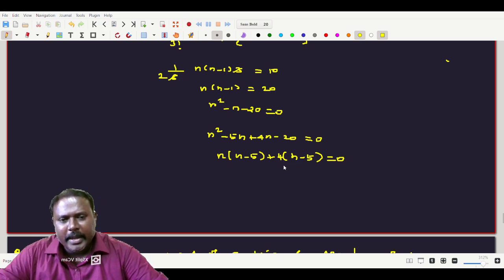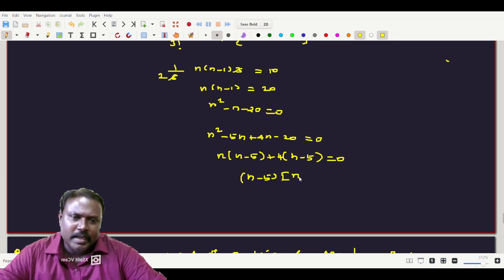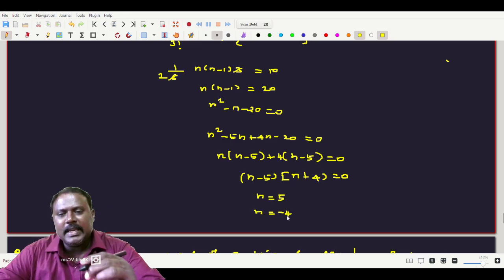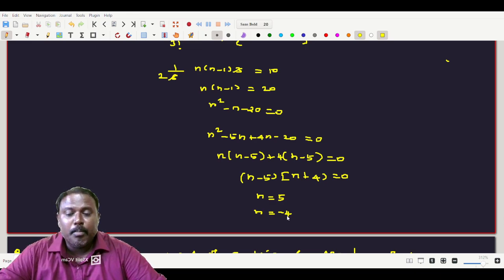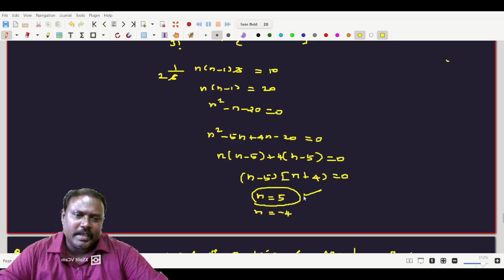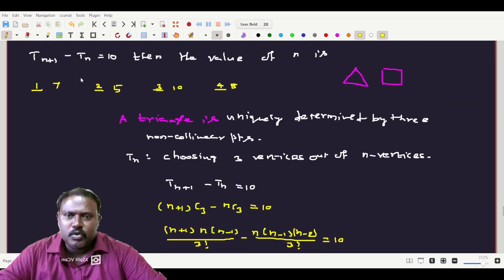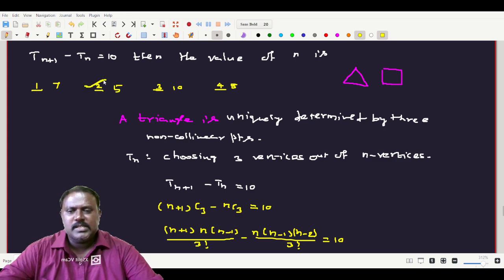Now take this n minus 5 outside. Here you take n plus 4. So from this I can say either n equals 5 or n equals minus 4. Here n represents the number of vertices of an n-sided polygon. There is no possibility of n being a negative number. So n must be positive only. So we need to take n equals 5 only. So the correct answer to this question is n equals 5.